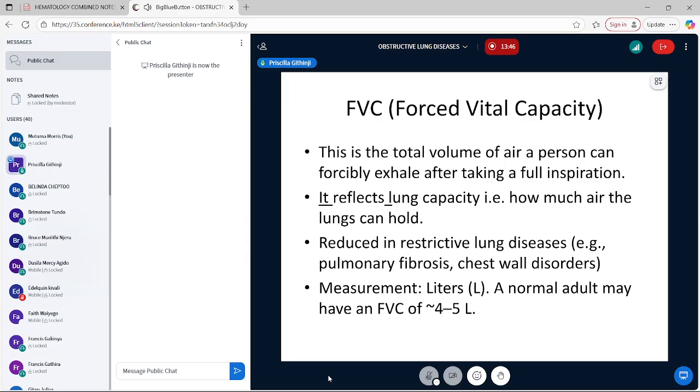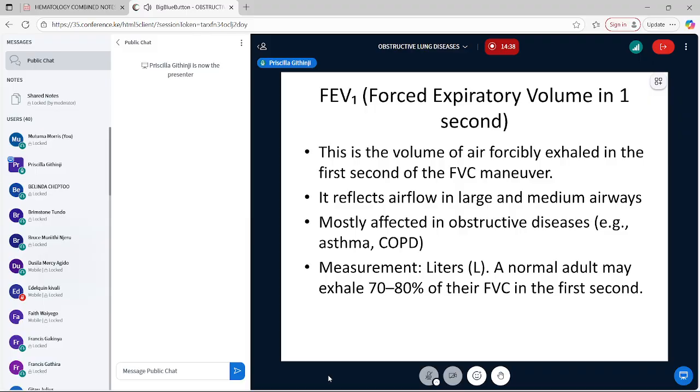So FVC, or forced vital capacity, is the total volume of air that a person can forcibly exhale after taking a full inspiration. So if you take a deep breath, that total volume of air that you had inhaled and you can forcibly exhale, we call that a forced vital capacity, and it usually reflects your lung capacity, how much air your lungs can hold. This forced vital capacity is usually reduced in restrictive lung diseases, which we said you're going to learn on Wednesday. And forced vital capacity is usually measured in liters, and a normal adult has a forced vital capacity of about 4 to 5 liters.